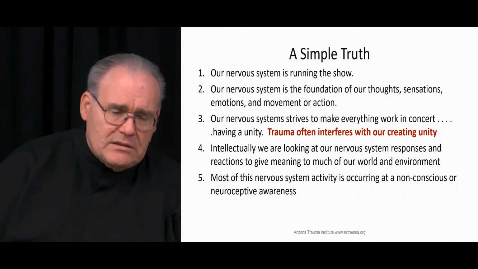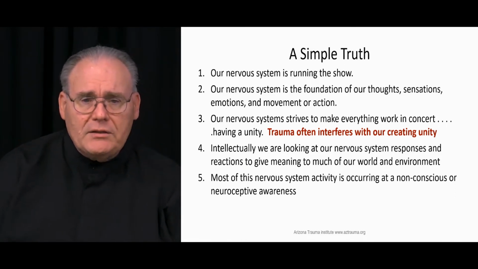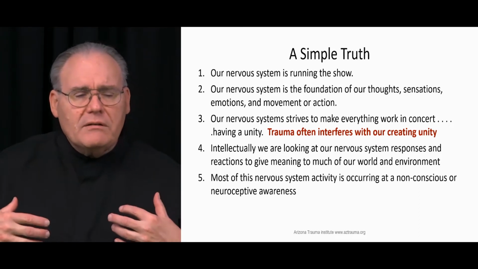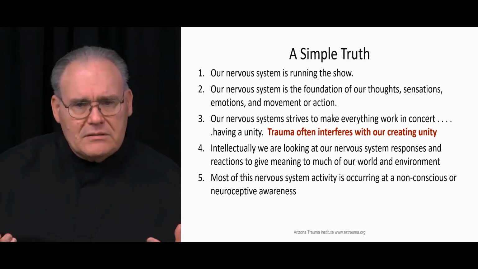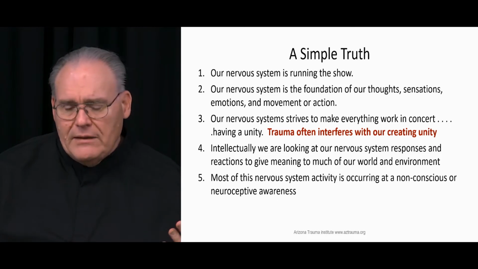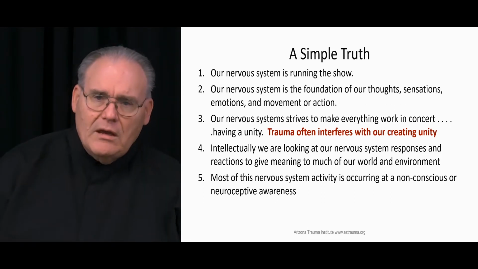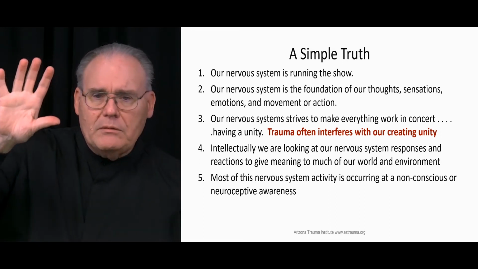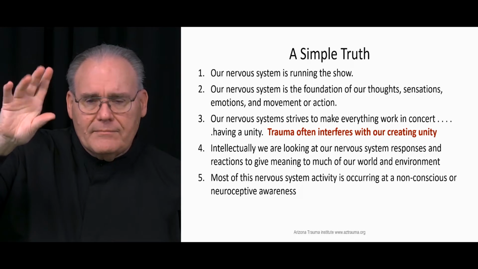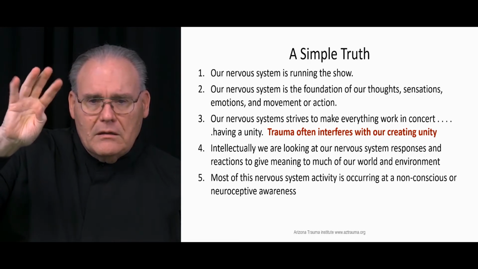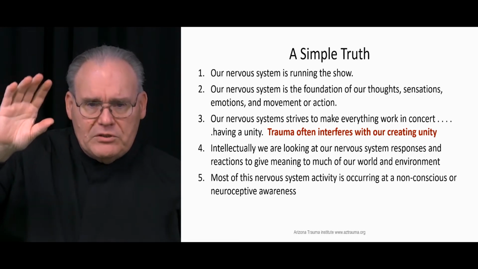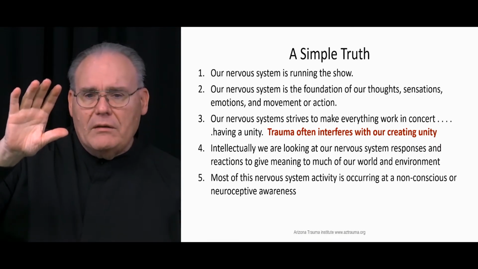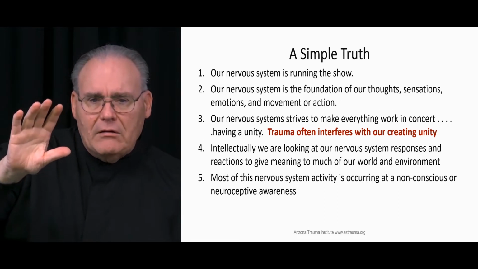Most of the nervous system activity is occurring at a non-conscious, what we call a neuroceptive level. In other words, most of our activity is not conscious. Let me give you a silly example of this. If you will do this with me, maybe it'll make sense. Put your hand up and wiggle your fingers. Now, you did that on purpose. You moved your hand up and you wiggled your fingers. But you're not thinking about the bulk of the activity here.